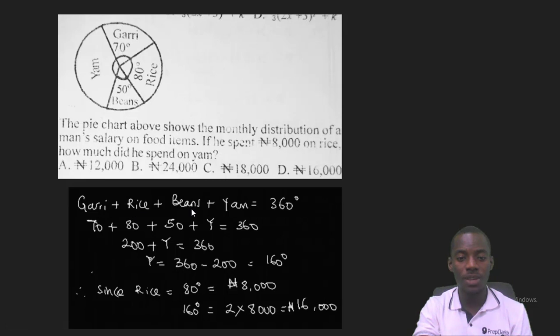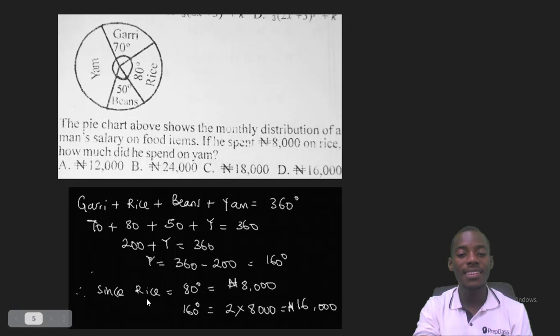Gari plus rice plus beans plus yam is 360, right? Now gari is 70, rice is 80, beans is 50, yam is y, equals 360. And why is that yam? It is because we don't know yam, so it's represented by y. That will become 70 plus 80 plus 50 is 200, plus y equals 360, and that's y equals 360 minus 200. y is 160 degrees, and that is y, right?